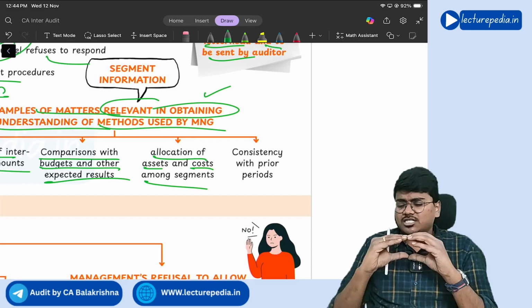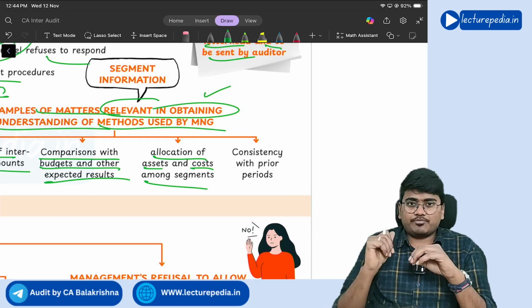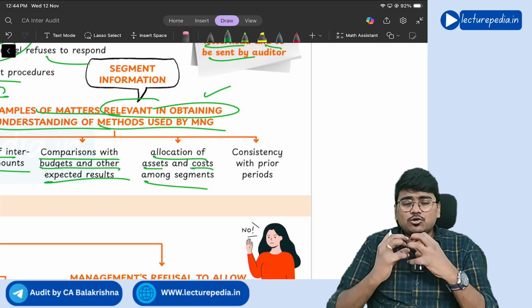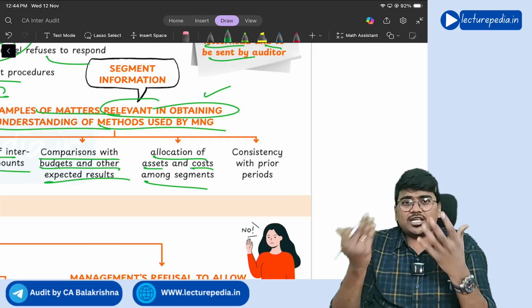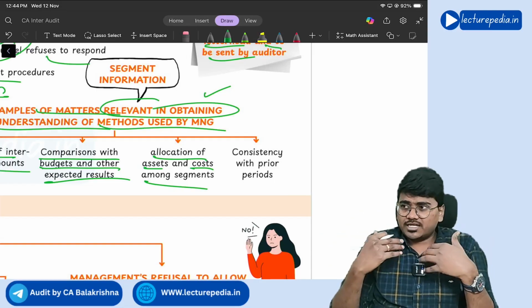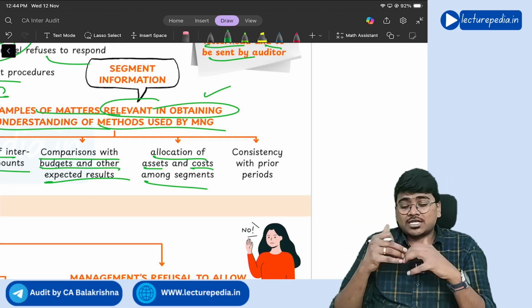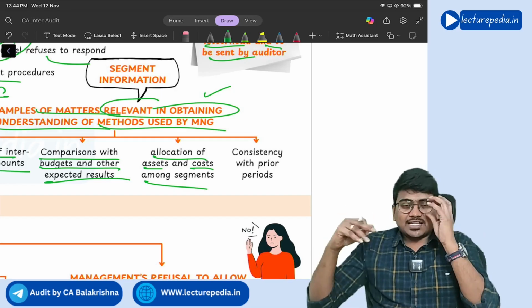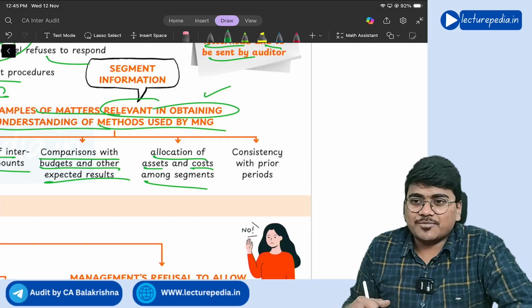In the financial statements you will show that it belongs to the company, but when you are preparing the segment information, for product 1, product 2, product 3, you have to bifurcate the value of this factory among the 3 products. How are you bifurcating it, in which ratio? Whether you are bifurcating it in the ratio of sales, or in the ratio of how many products are produced in that factory. So which method are you using? By understanding that also, you will obtain an understanding of the methods that the management is following.